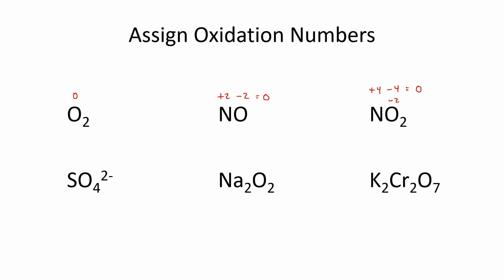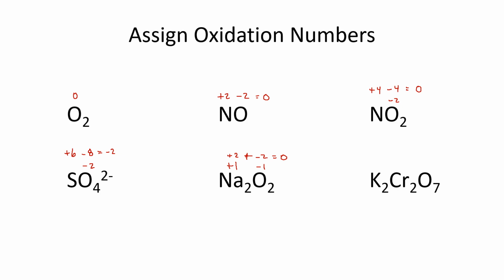Sulfate, this polyatomic ion here, oxygen's -2, 4 of them, so that makes -8. It has to equal -2 overall, so that means that the sulfur is +6. We got sodium peroxide here. So peroxide has a -1 oxidation number. There's 2 of them, so that's -2 overall. And the sodium here is an ion, so it'll have a charge of +1 and also an oxidation number as well. There's 2 of them, so that makes +2. And if we add those 2 together, overall they equal 0, which is the charge of the whole compound.